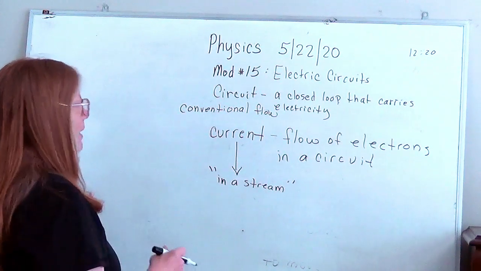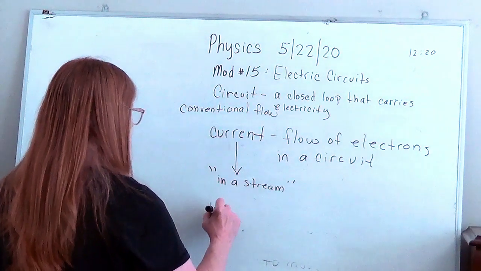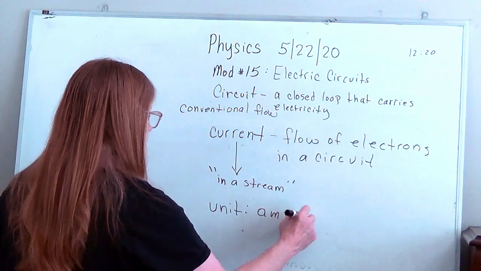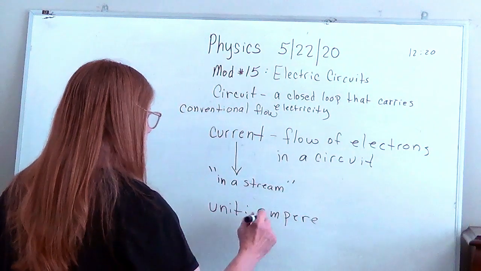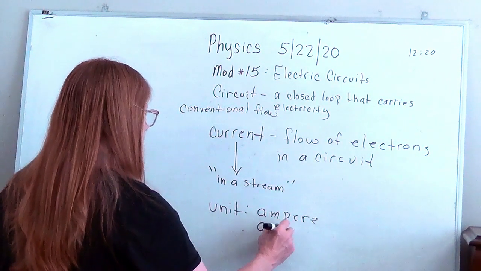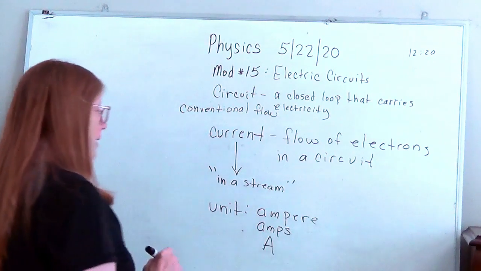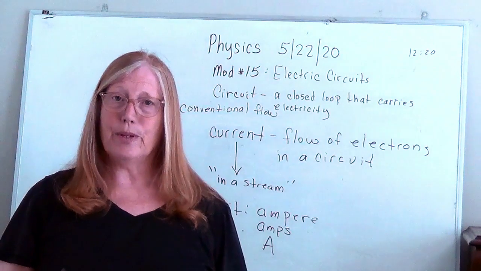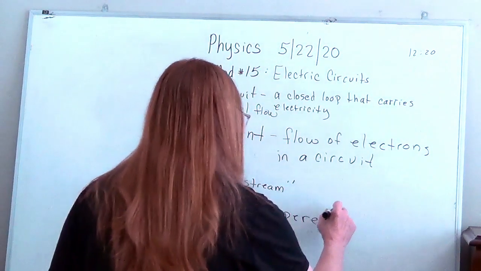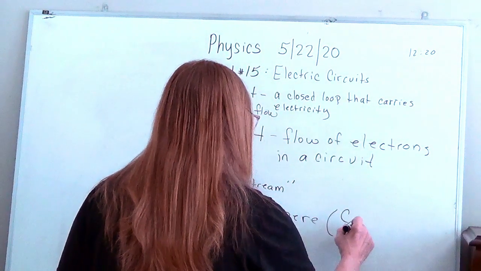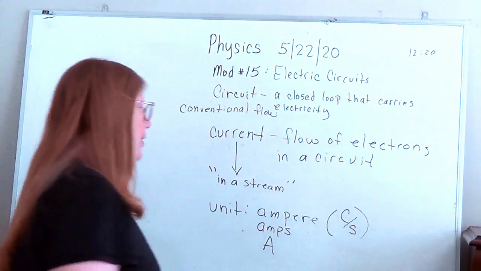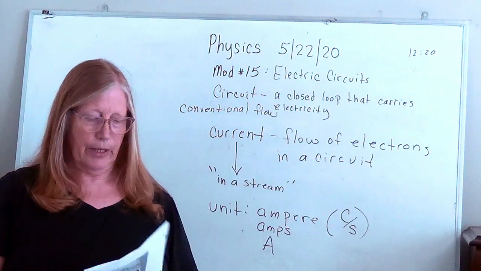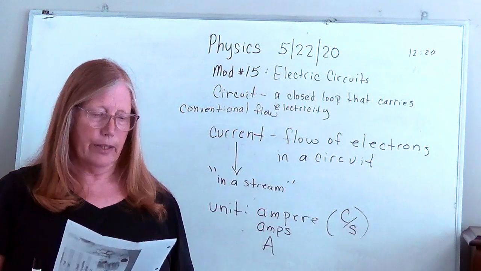The current has a unit, and the unit for current is the ampere. Sometimes we call it amps, and sometimes we call it A. It is a measure of coulombs per second. So how about that? Coulombs is a measure of charge. How many of these charged particles are passing a point per second? And that is called the amperage.